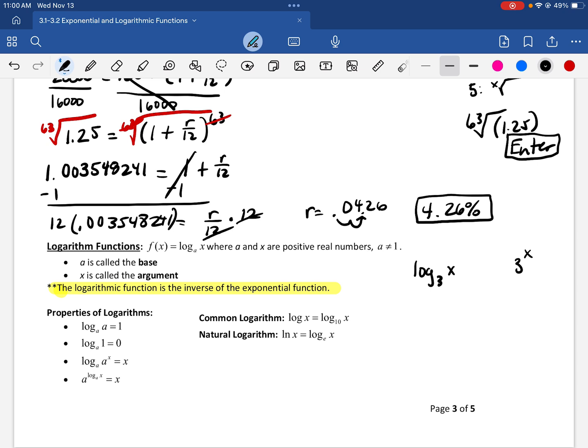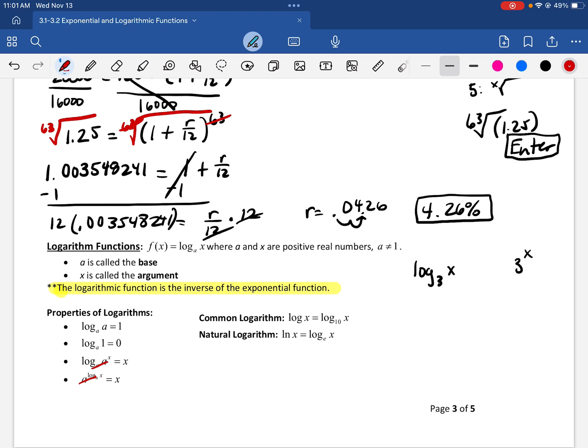A couple of properties of logs. Log base a of a is equal to 1. Log base a of 1 is equal to 0. Log base a of a to the x is just x. So basically that's saying that the log base a and the exponential base a cancel each other out. Same thing is true if you have an exponential that's raised to the same log base. They'll cancel each other out, leaving you with just x.